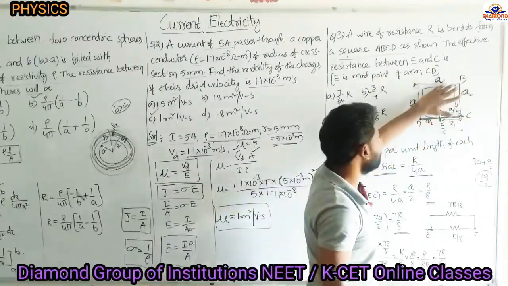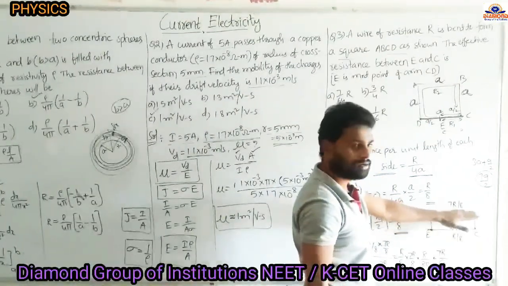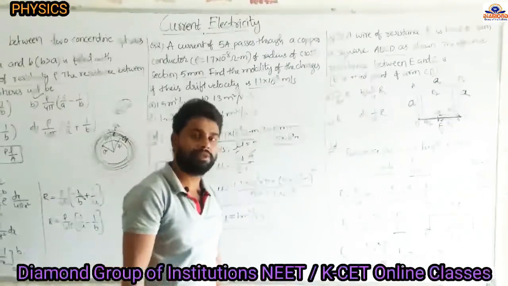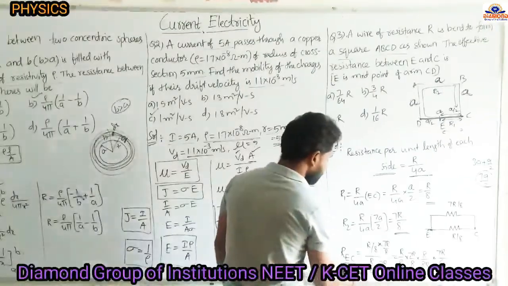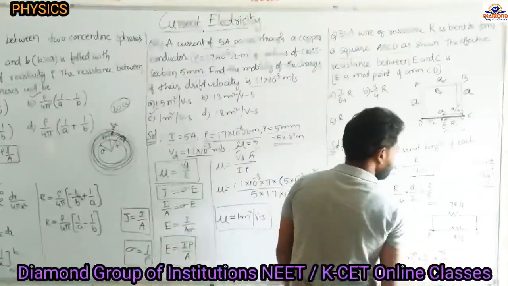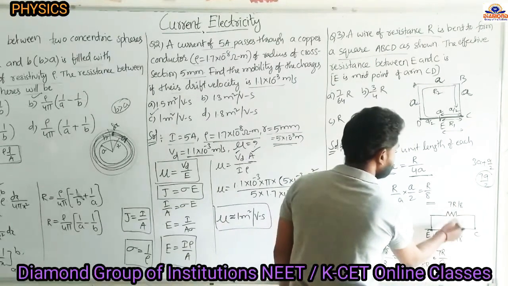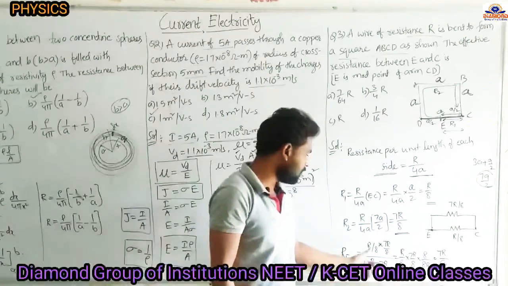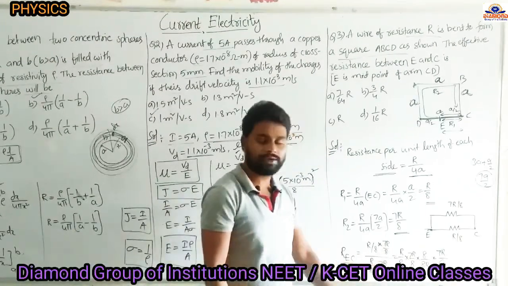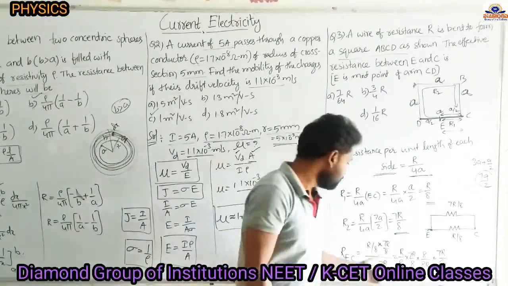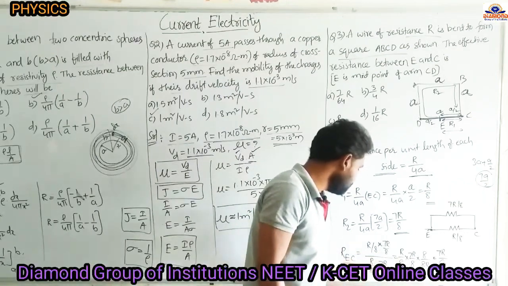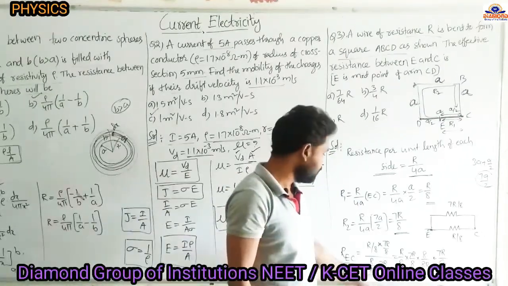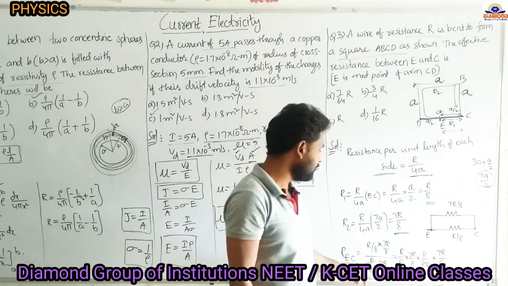This part is parallel to this part. Now we have to find the parallel combination of the resistors. So the effective resistance between E and C, these two resistors being in parallel combination, is R by 8 into 7R by 8, divided by R by 8 plus 7R by 8. Now R by 8 into 7R by 8 is written the same. R by 8 plus 7R by 8 is 8R by 8, since the denominators are the same: 7R plus R is 8R, so 8R by 8.